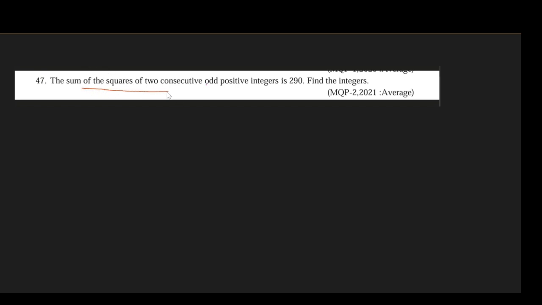The sum of the squares of the two consecutive, see, two consecutive odd positive integers. What is the general form of two consecutive odd integers? X comma x plus 2 comma x plus 4. Same for even also. So you can memorize this as for even and odd consecutive integers: x comma x plus 2, x plus 4. Now they are asking only two consecutive numbers. So this is first number, this is second number, and this is third number.